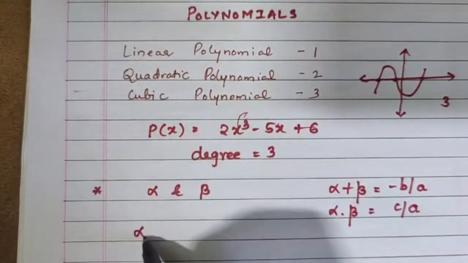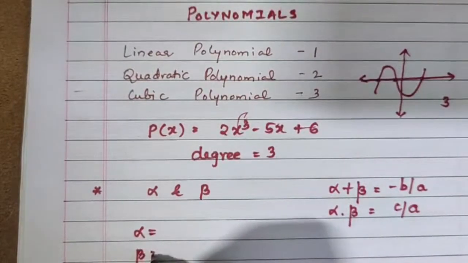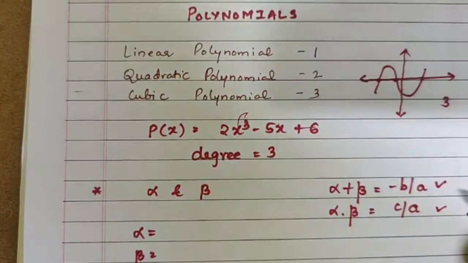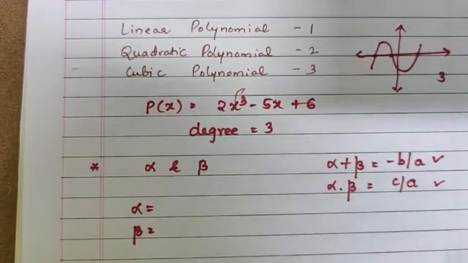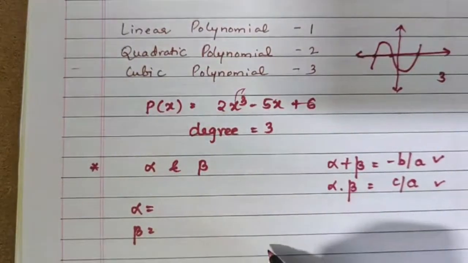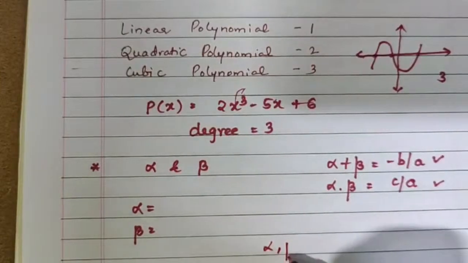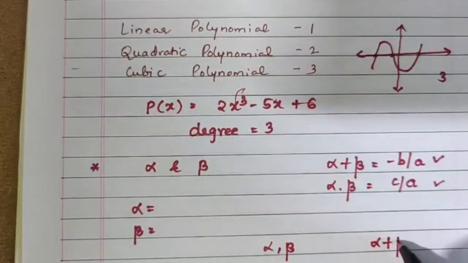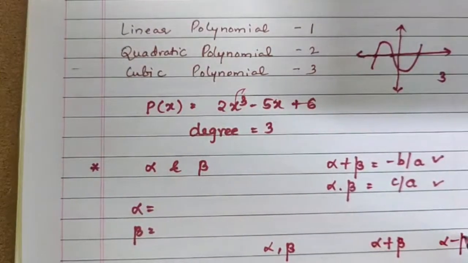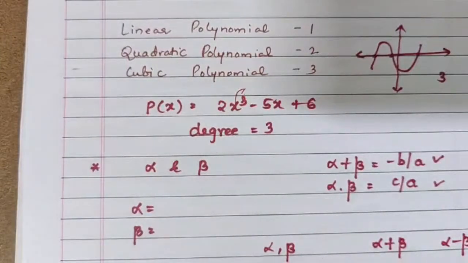What you should find out? You should find out alpha, beta, then verify its relationship with the coefficients. And also, dear students, what you can expect: after finding alpha and beta, that is the zeros, they might ask you to evaluate an expression like alpha plus beta or alpha minus beta, or any expression they give. What you should do is substitute the alpha and beta values, then simplify it to get the value. That's why this kind of question will be asked for 3 marks.